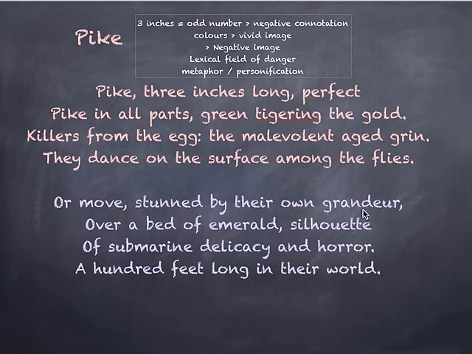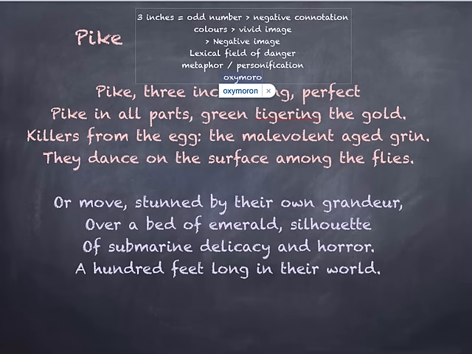Next line: "All move, stand by their own grandeur, over a bed of emerald, silhouette, of submarine delicacy and horror, a hundred feet long in their world." Here we can analyze the delicacy and horror, because delicacy and horror are two contradictory terms which we can classify as an oxymoron or antithesis. The effect is to see how nature can be something good, but can also hide its mystery. "A hundred feet long in their world" is a hyperbole.